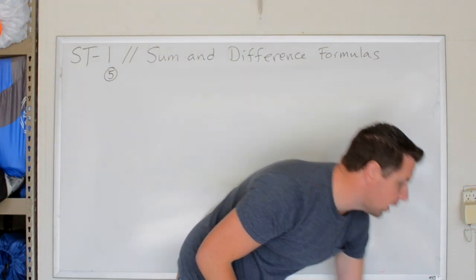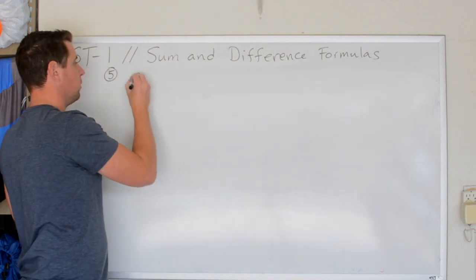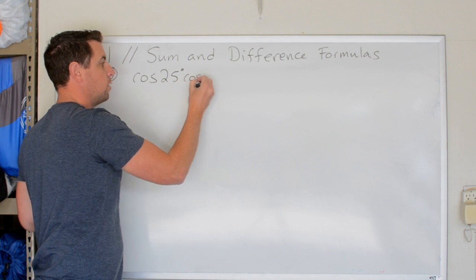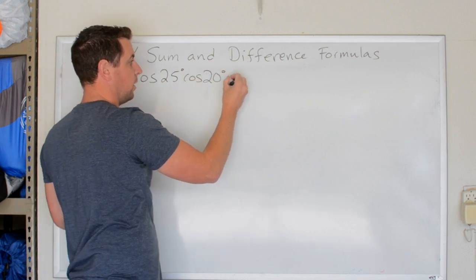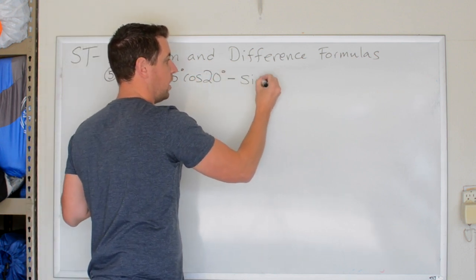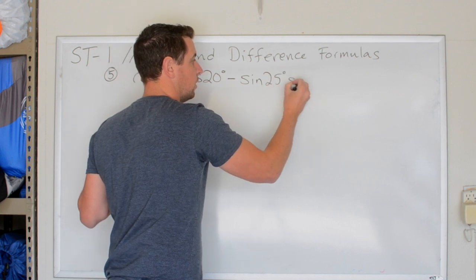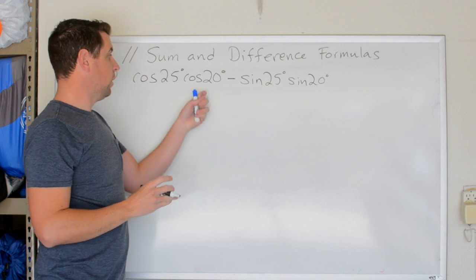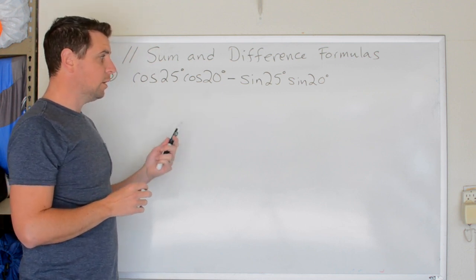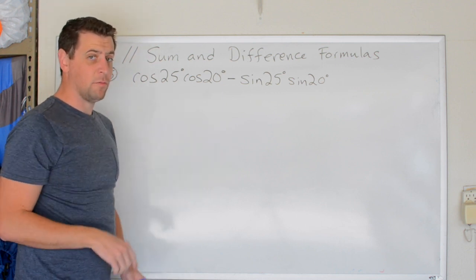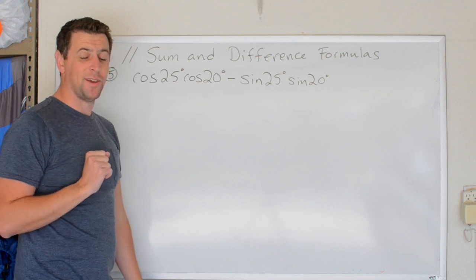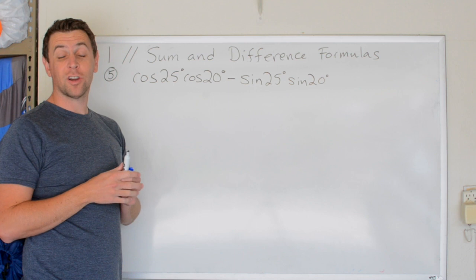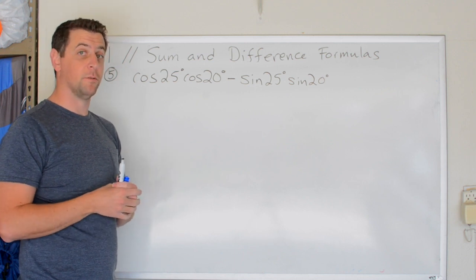For example number 5, here's our last one. We're going to do cosine of 25 degrees times cosine of 20 degrees minus sine of 25 degrees and sine of 20 degrees. When I look at something like this, before I get started, what I want you guys to do is pause the video right now. You guys try to figure this one out. And then if you finish the problem or get stuck, then unpause the video.